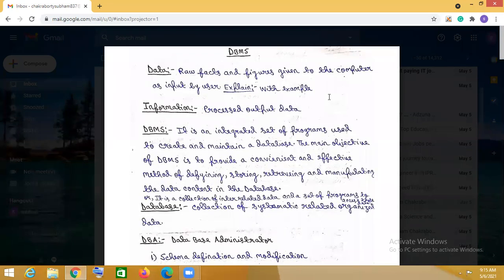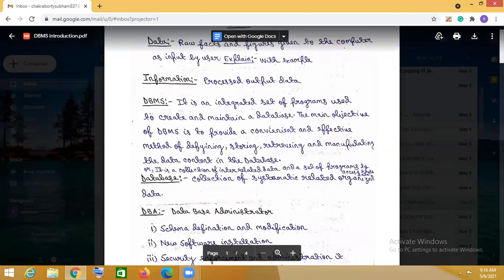And a person who is responsible for managing that total record, in an office, in a school, everywhere, is responsible for organizing or managing the record. This person is known as DBA, or we can say database administrator. The database administrator is responsible for managing the database. Now, what is the work of a database administrator?